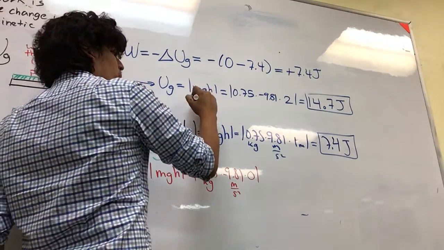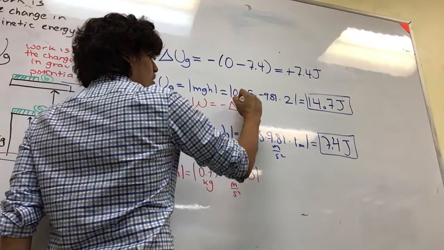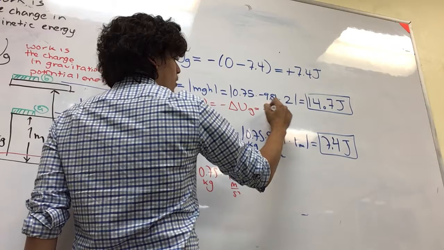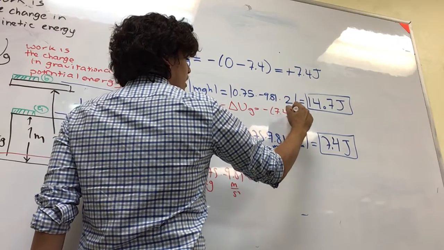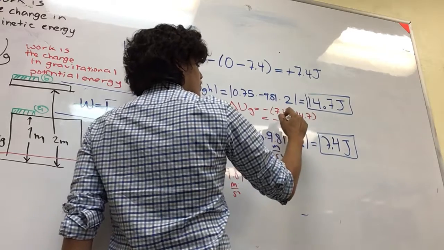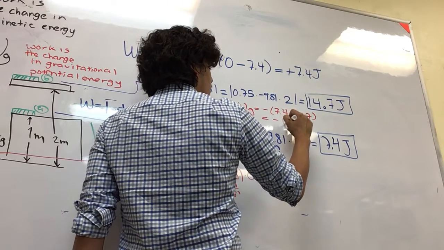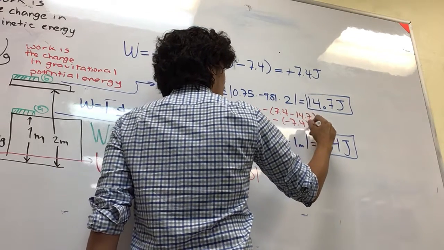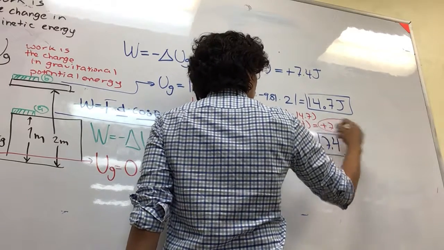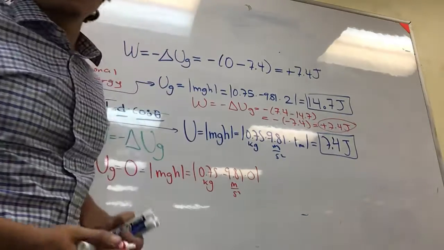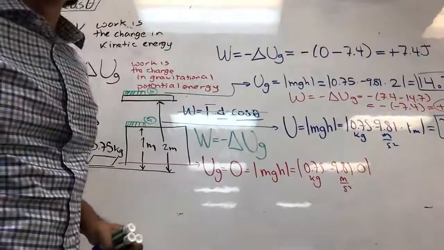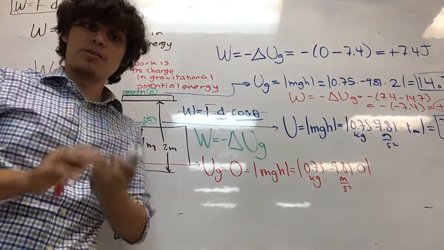So then work, remember, is equal to the negative change in gravitational potential energy. How much energy did I have to start with? 7.4. How much energy did I end with? 14.7. So, but it would be 7.35. Negative, that's why it's negative 14.7 minus negative 7.4, and then that would be positive 7.4 joules. There it is. So in this case, it just works out that the numbers are the same. Okay? Hopefully you didn't let that intimidate you. Any questions?